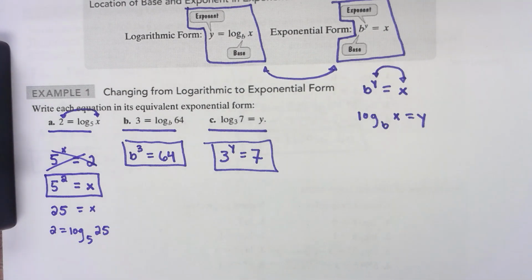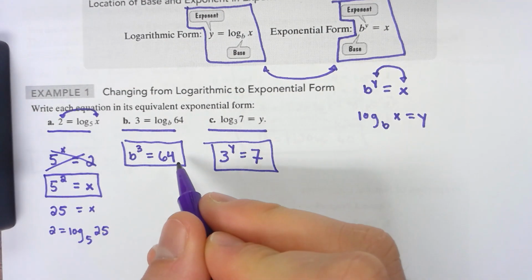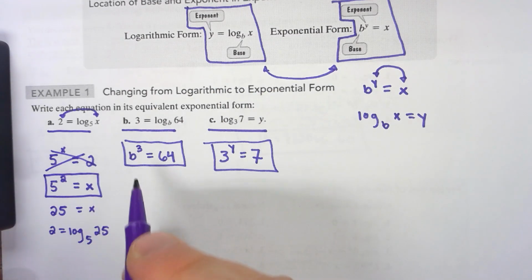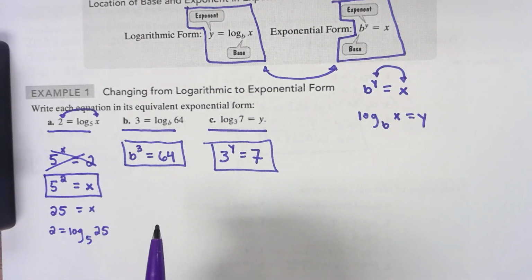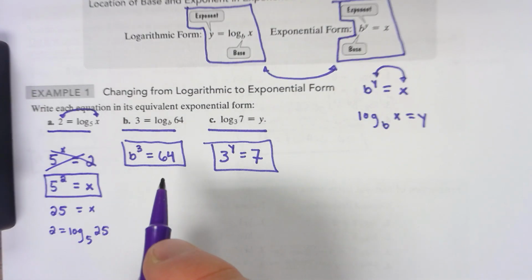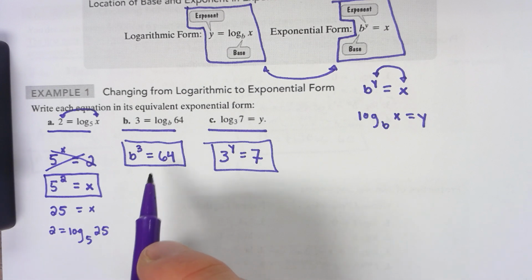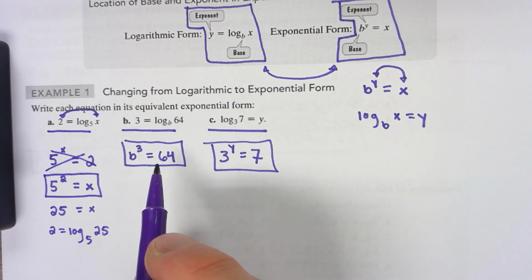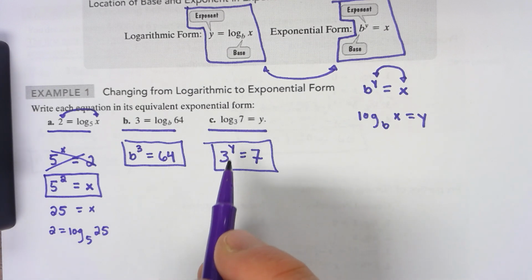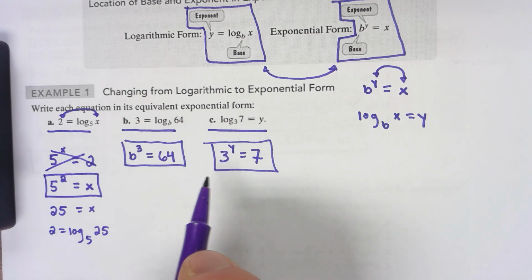Okay, here are your corresponding exponentials. B to the power of 3 is 64. We could probably find that the value of B is 4, since 4 cubed is 64. I think it is. Yeah. So that would mean that B is 4. That's not what we're doing in this exercise, but it's something we want to think about just to get more familiar with logs. And then for C, it's 3 to the power of y equals 7.